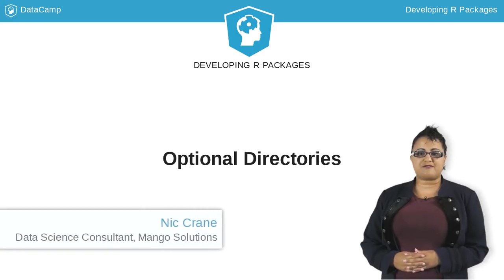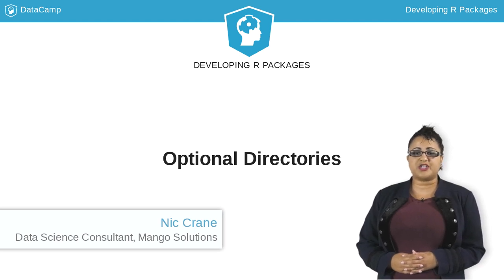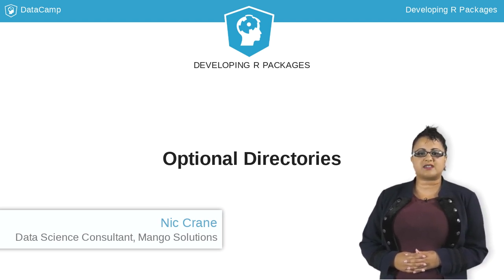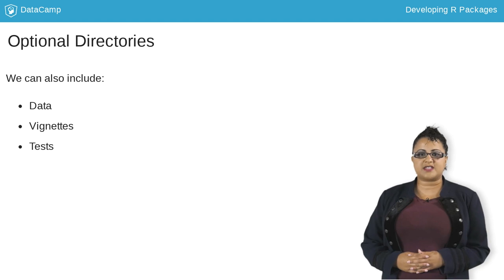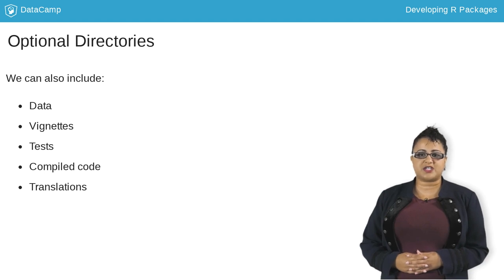You have now seen everything that you have to include, but you might remember that we said there were other things that you could include, like data and vignettes. There are many other components that you can include in an R package. The most common include data, vignettes, and unit tests. Others include compiled code, such as C++, and even translations for messages.